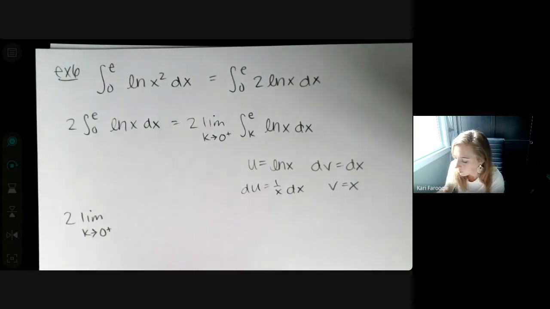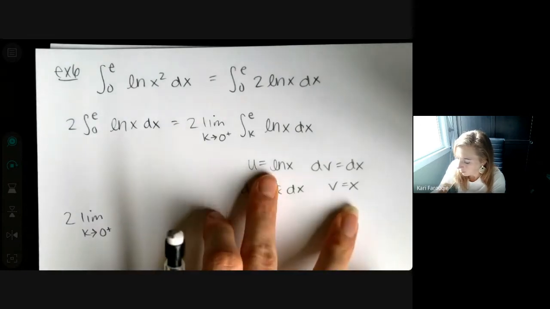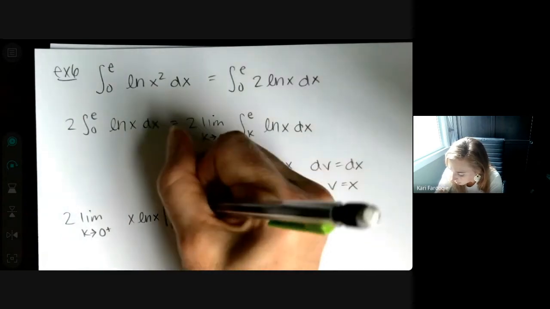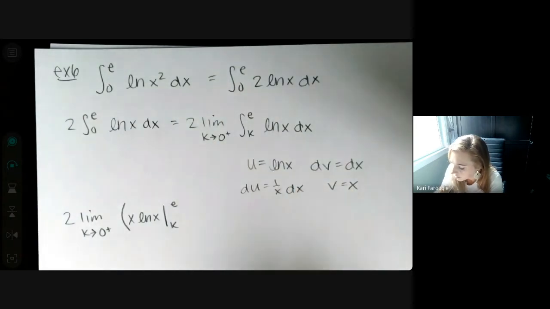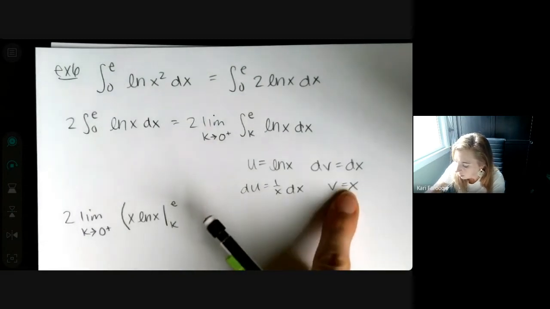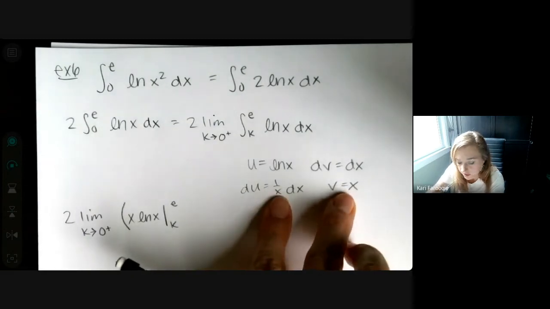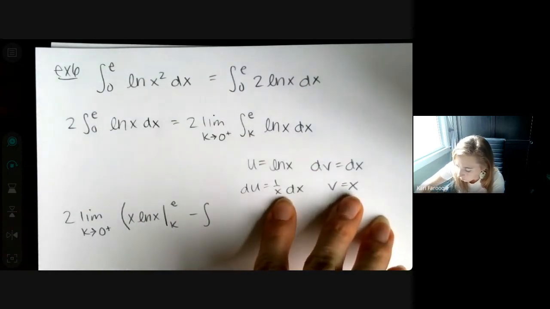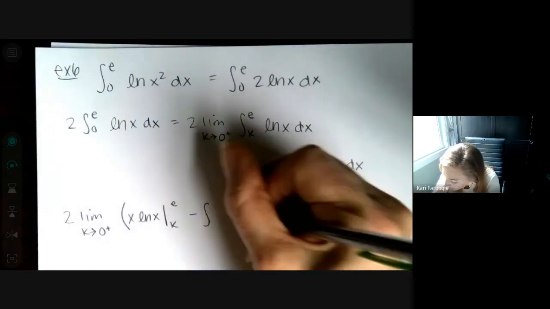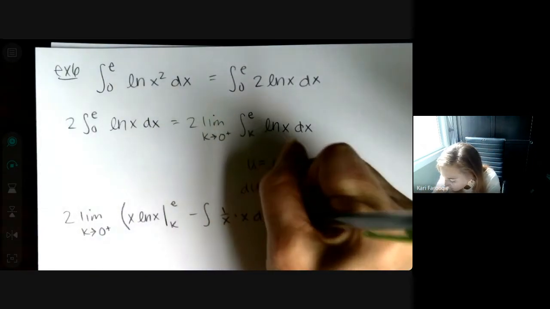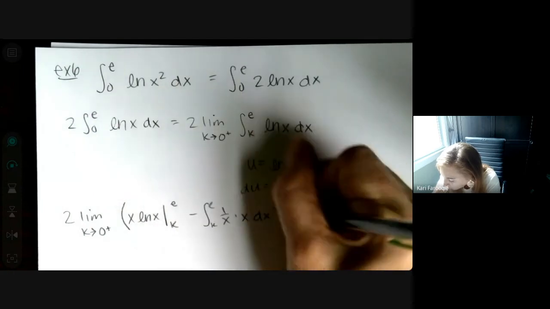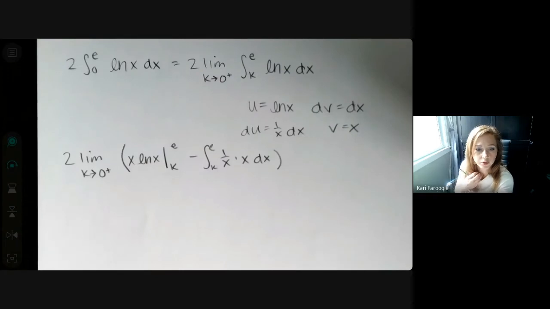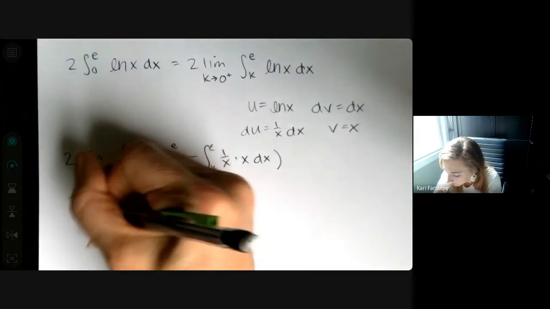Okay, so we'll rewrite our integral. I'm going to have uv, so x ln x, and that's going to be evaluated from k to e. I'm going to hold on to it for right now. Minus the integral of v du. Hopefully you've done this enough times now, but when you say minus the integral of v du, the v and the 1 over x part of the du are going to cancel. I'll just write it because why not? I'm writing everything today. And we'll simplify that in the next step clearly.